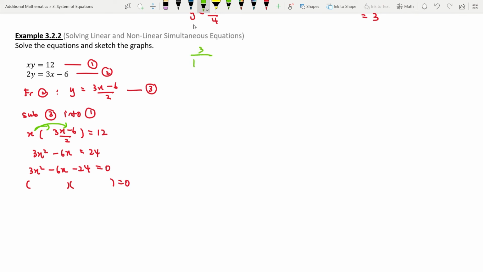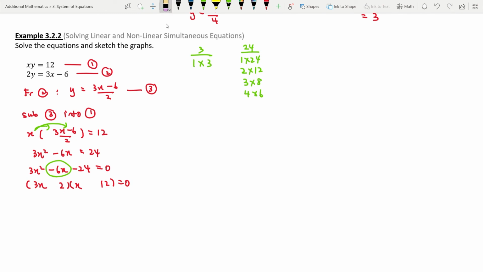For 3, there's only one combination, 1 times 3. For 24, it can be 1 times 24, 2 times 12, 3 times 8, or 4 times 6. Therefore, for 3x squared, we will have 3x and x. And we need to find the combination that can give us negative 6x. 1 times 24 will definitely never give us a negative 6x. If we put a 2 here and a 12 here, we'll obtain a 2x and 36x. 2 and 36 will also never give us a 6.